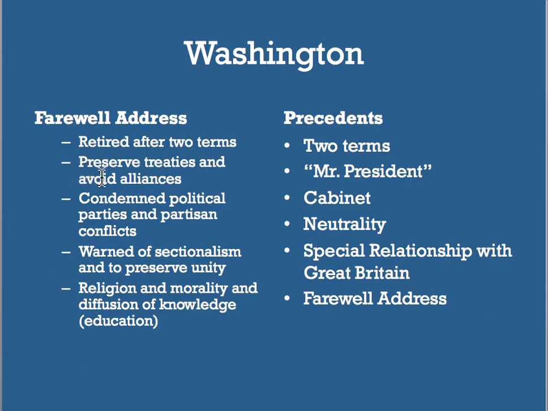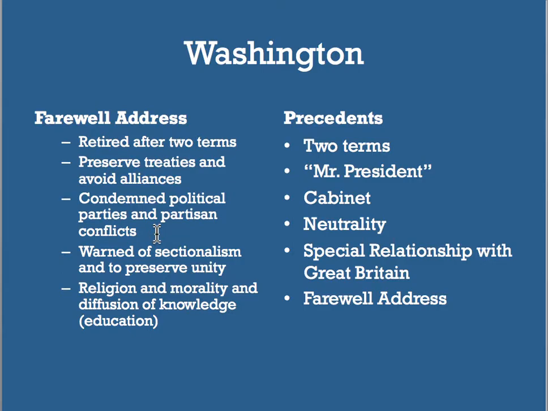Now, that avoiding alliances piece is going to be followed all the way through until after World War II with the creation of the United Nations and the creation of NATO. Up to that point, we don't have any peacetime alliances with other countries. He said, don't form political parties, don't start party politics, where we just fight over things because of the other guys in their party. And of course, that gets followed for about 6 minutes.